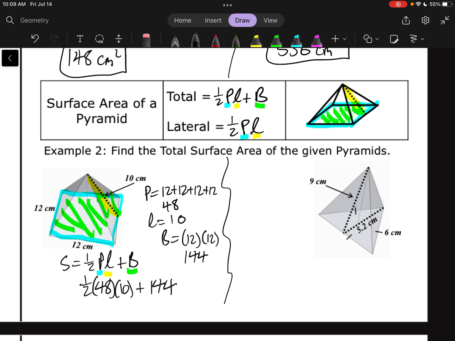Let's see what happens there. 1/2 times 48 times 10 plus 144, getting 384. And that's centimeters squared.